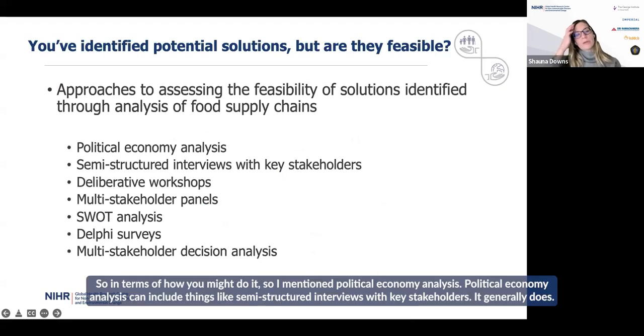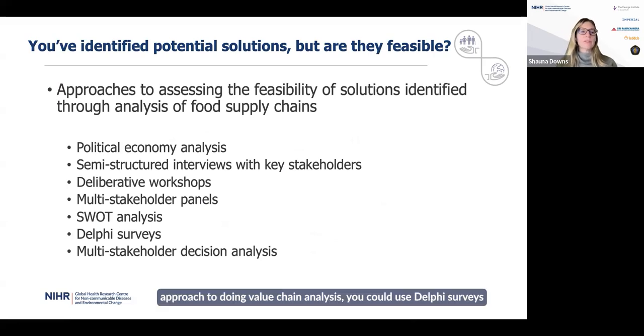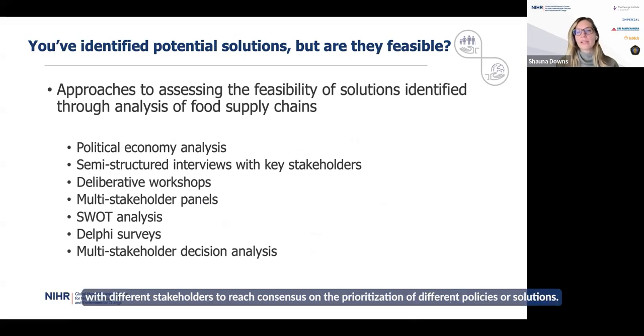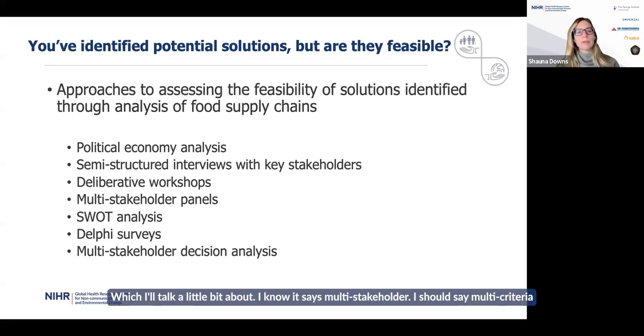So in terms of how you might do it, so I mentioned political economy analysis. Political economy analysis can include things like semi-structured interviews with key stakeholders. It generally does. You might also have deliberative workshops. You could have multi-stakeholder panels. You can do SWOT analysis, which I mentioned is part of the SCAN approach to doing value chain analysis. You could use Delphi surveys with different stakeholders to reach consensus on the prioritization of different policies or solutions. And then you could have multi-criteria decision analysis, which I'll talk a little bit about. I know it says multi-stakeholder, I should say multi-criteria.